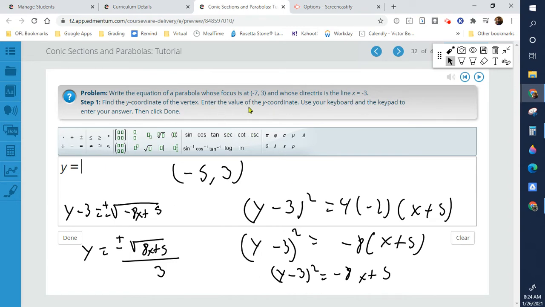Now enter the y value coordinate. Okay. Find the y value coordinate. Oh, it just wants this. Oh my gosh. Well, now you know how to solve for the equation. This is what happens when I don't read.